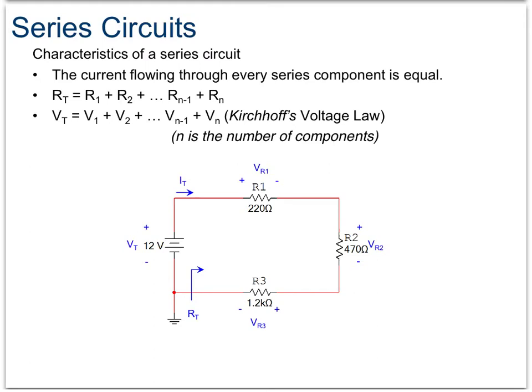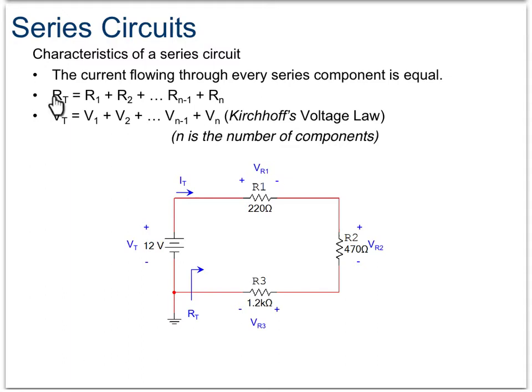Series circuits. Characteristics of a series circuit. These are facts about every series circuit. Fact 1, the current flowing through each series component is equal. So the current here is equal to the current here, which is equal to the current here, which is equal to the current here, which is equal to the total current, each of those individually.